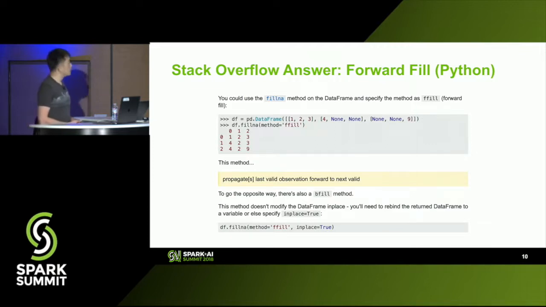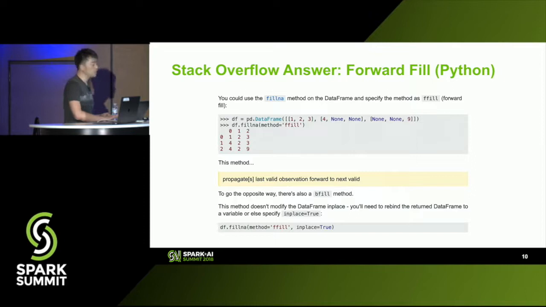Here is the answer when I type "forward fill in Python" in Google, and this is the first Stack Overflow answer that pops out. If you look at this answer, it's not actually super complicated. It's pretty elegant as a one-liner with a simple example. And if you're a data scientist, when I look at this, I'm quite happy about the answer. I would just go ahead and use it.